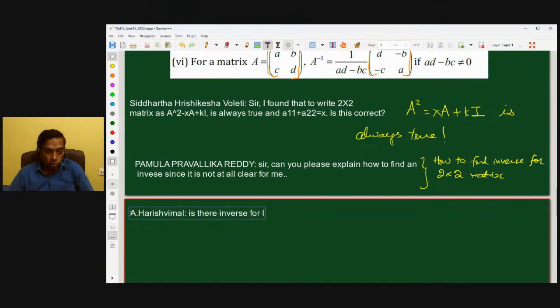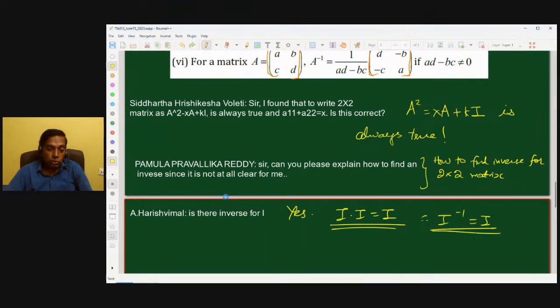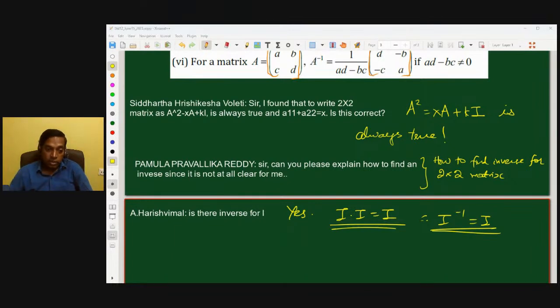Okay, you will learn how to find inverse. Is there an inverse for I? Very good. Yes, there is, because I into I is equal to I. We know that. Therefore, I inverse is equal to I. I is its own inverse. Okay. Good question.